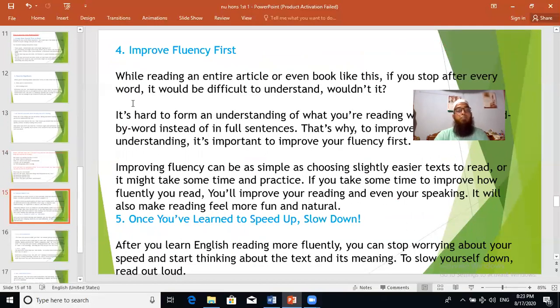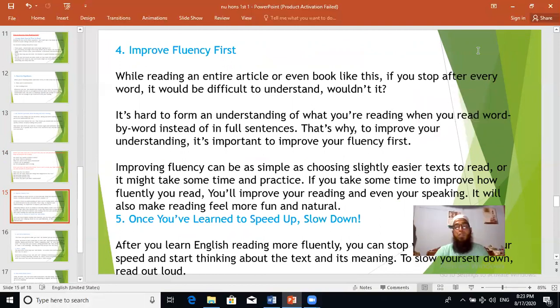Tip 4: Improve fluency first. To improve your reading skills, you should think about your fluency first. Some of our students don't like to read because they stammer when they read. They cannot read fluently. That's why they don't like to read. So at the first stage, you have to remove your shyness, remove your hesitation, and grow your fluency.